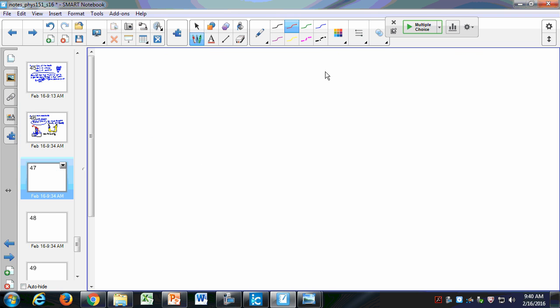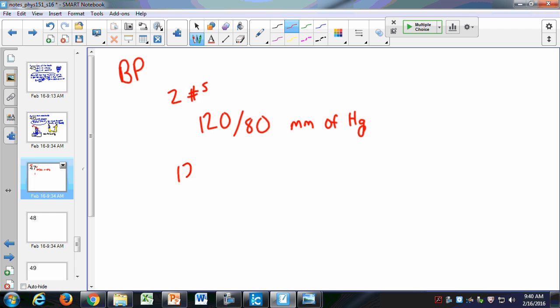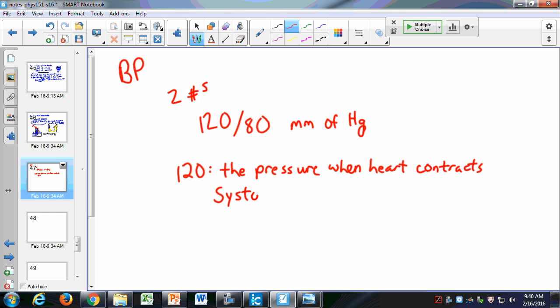When we measure our blood pressure, we get two numbers. For our example, pretty good blood pressure is 120 and 80. This is in millimeters of mercury. 120, the higher of the two, is the pressure when the heart contracts. This is called the systolic pressure. Systolic actually means contraction.